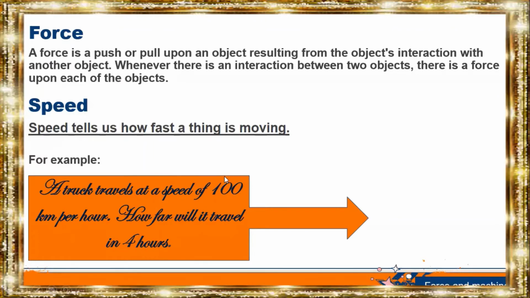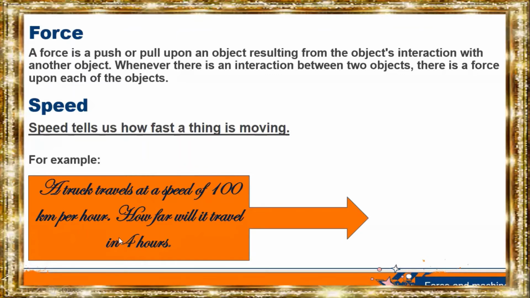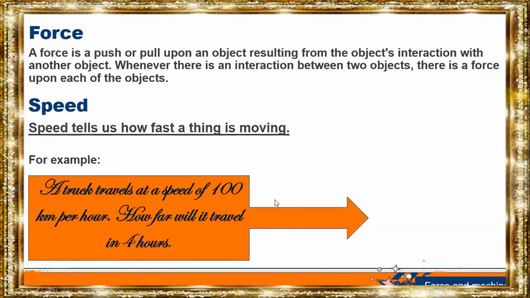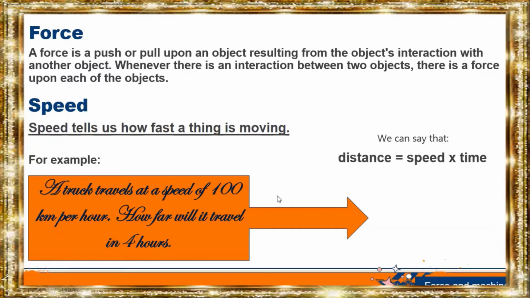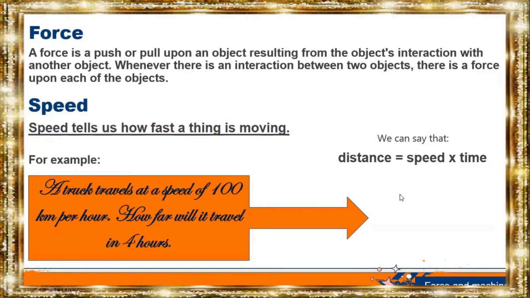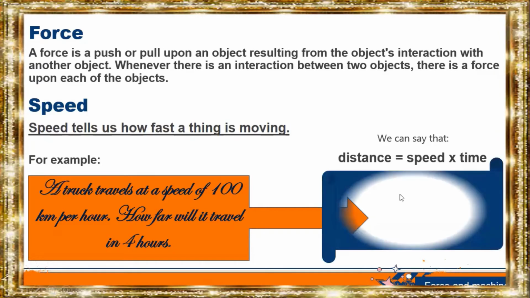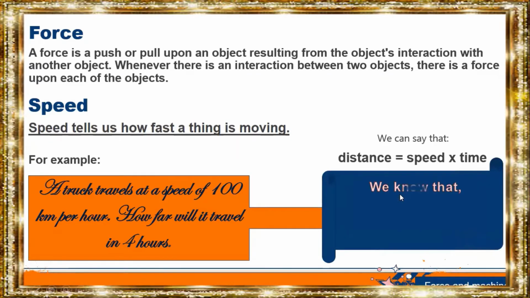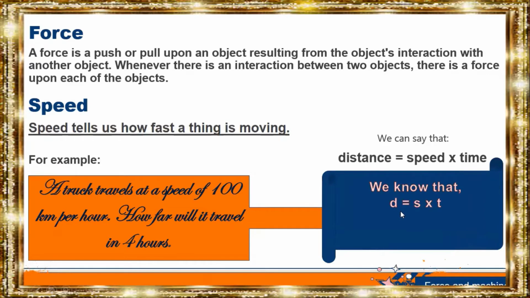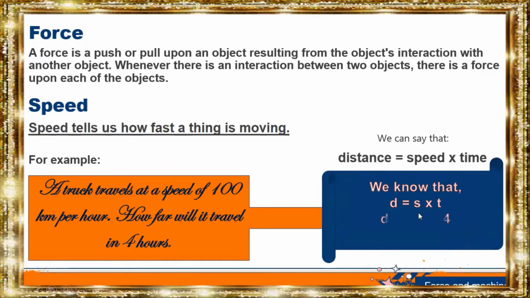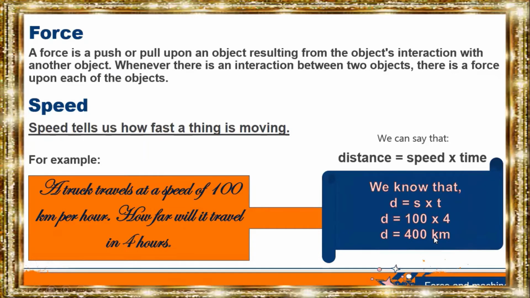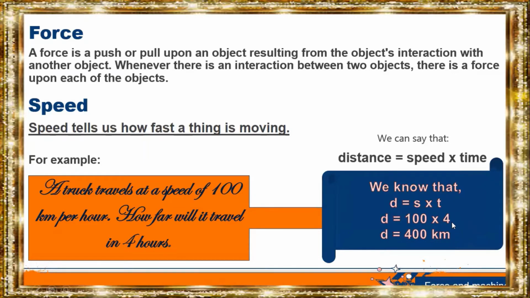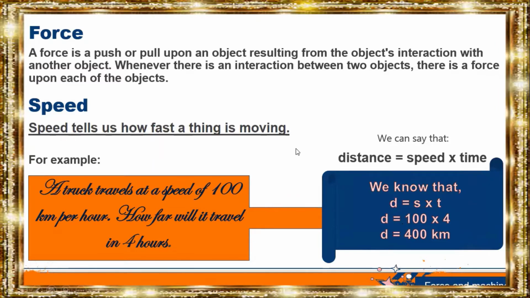Now they are giving you speed and time. So which formula are we using, students? Yes, we can say that distance traveled is equal to speed multiplied by time, meaning d equals s multiplied by t. So students, here distance is unknown. We know that speed is 100 and time is 4. So when we multiply it, we get distance equals 400 kilometers. Practice over it, students.